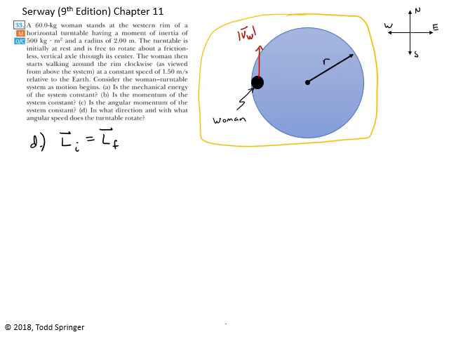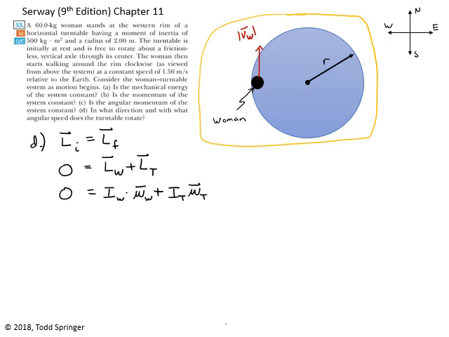So let's apply this. The initial angular momentum is 0 because the woman's at rest and the table's at rest. And then we have the angular momentum of the woman plus the angular momentum of the turntable is equal to 0. For L, I'm going to use I omega. So I'll use the moment of inertia of the woman times omega for the woman plus the moment of inertia for the turntable times omega for the turntable.